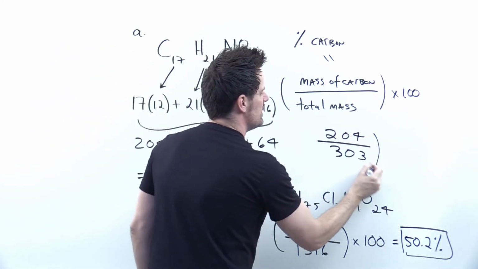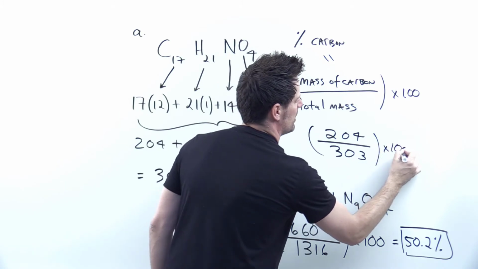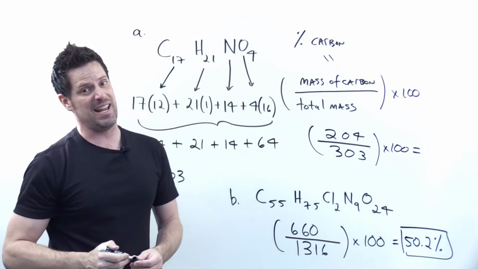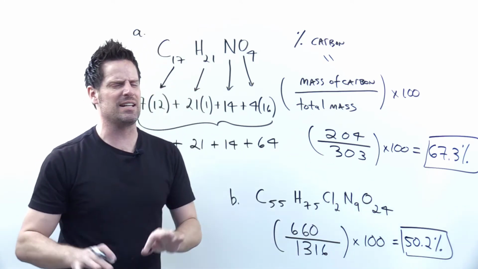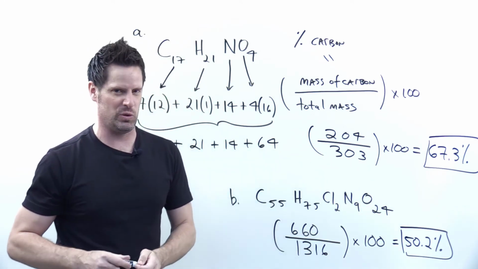So I take the 204, divide by 303, and multiply it by 100 to get a percent. And the answer that I ended up getting is 67.3%, depending on how you round. And I'm not getting super uptight with the significant figure rules right here, okay?